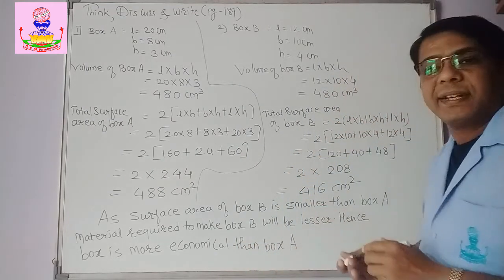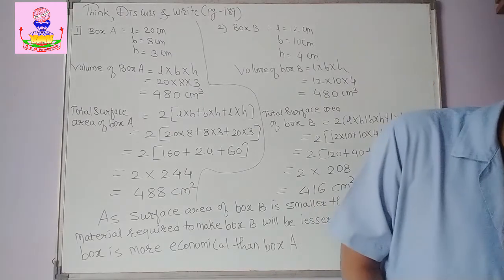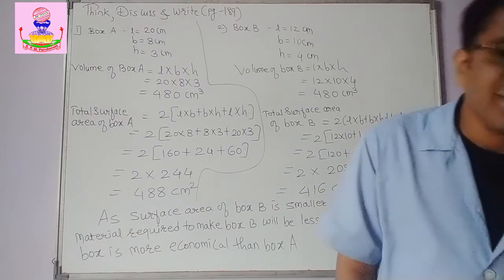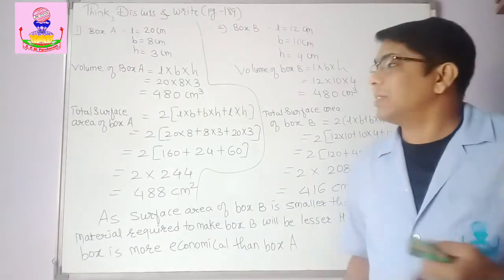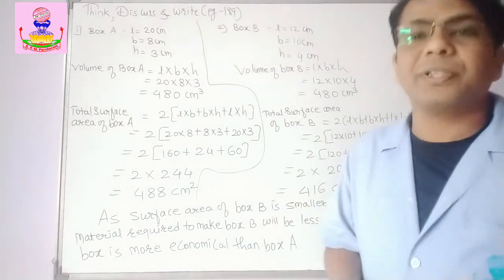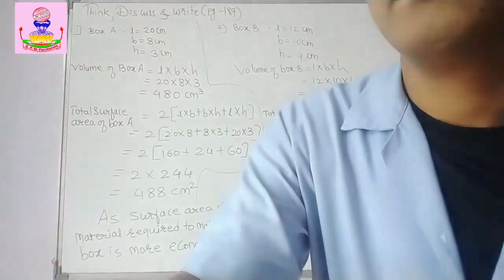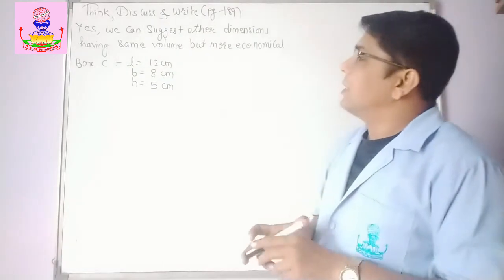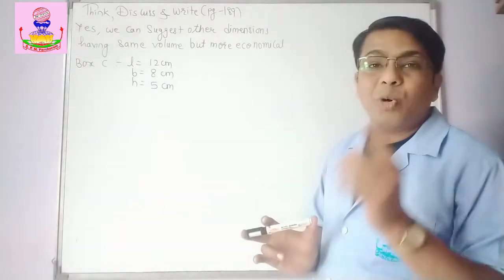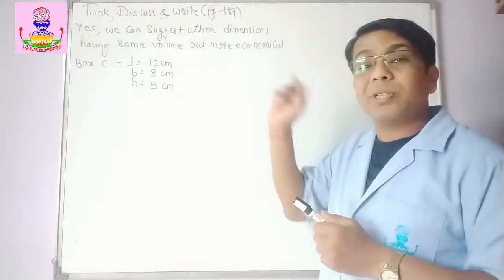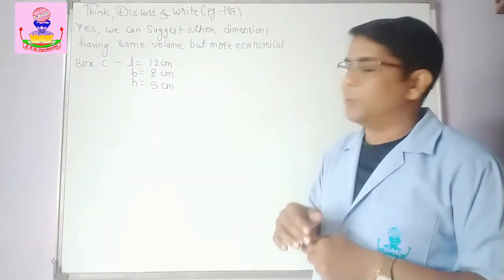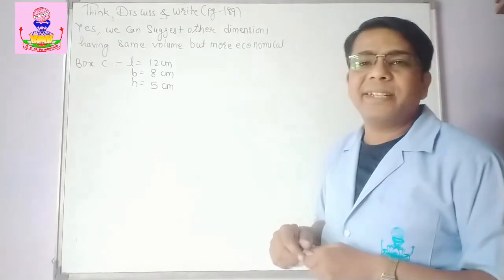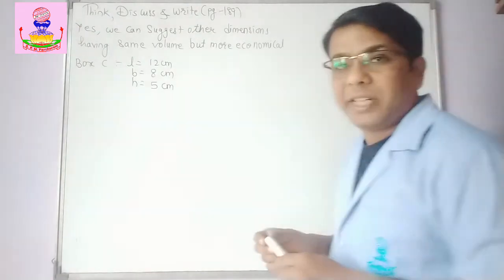Okay, so first question is completed. Now the second part of it. Can you suggest any other size? So yes, we can suggest. So first I will rub this and then I can move to the next question. So yes, we can suggest other dimensions having same volume but more economical than both the boxes. So this is box C, suppose. Length is 12 centimeter, breadth is 8 centimeter and height is 5 centimeter.